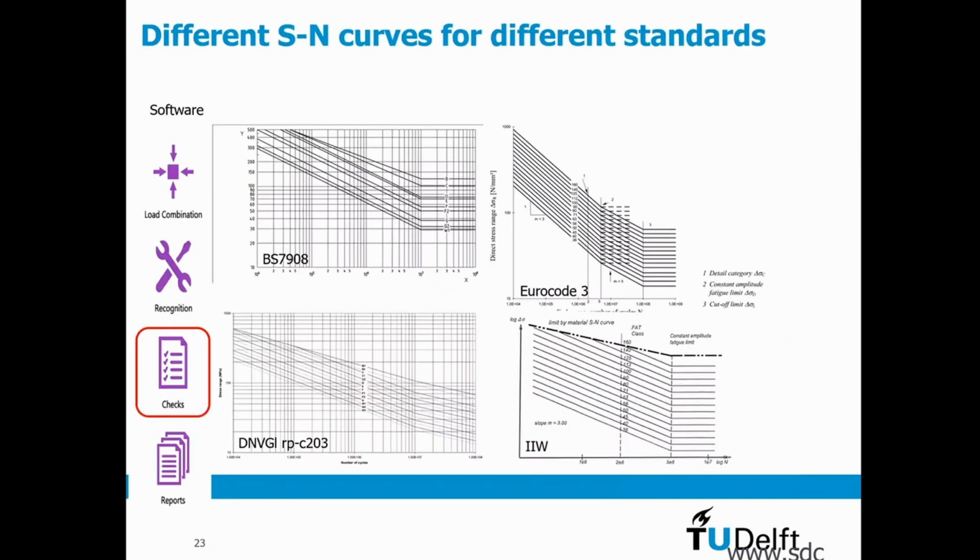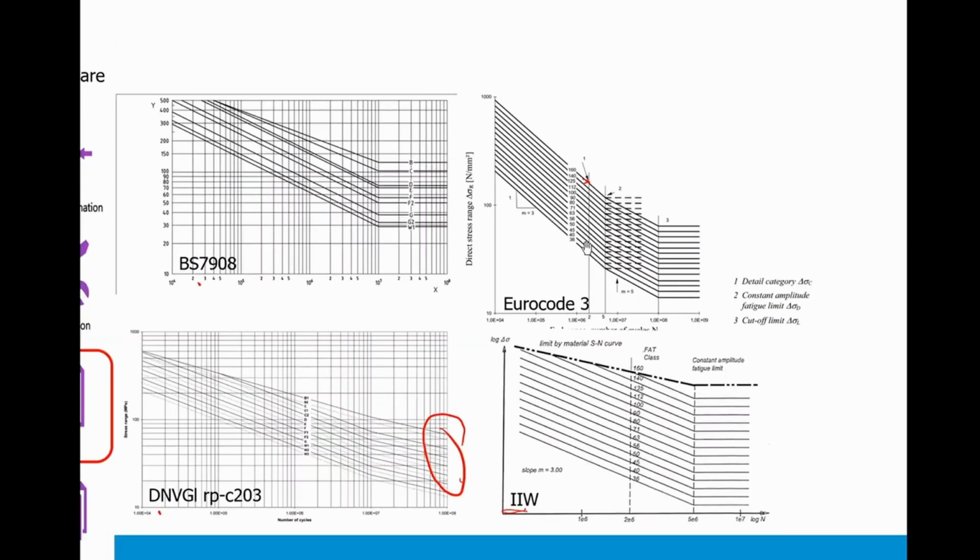So I have here a couple of examples. This is the British standard. This is DNV GL. You see, for example, here there is no lower limit. The IIW, that is the International Institute of Welding, and the Eurocode is more or less the way as I explained to you. Typical detail for the Eurocode is, I don't know, I can zoom in.